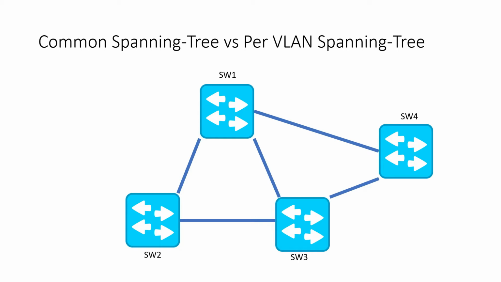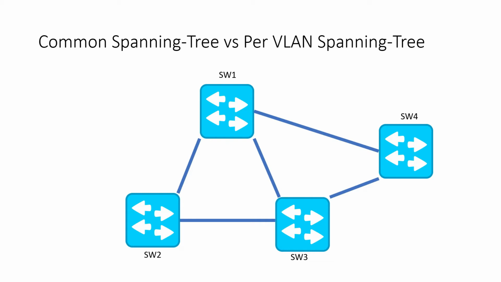Here we're going to be talking about spanning tree and the difference between common spanning tree and per VLAN spanning tree. And later we'll discuss why we prefer rapid per VLAN spanning tree, which is PVST plus, over just regular per VLAN spanning tree, which is just PVST.